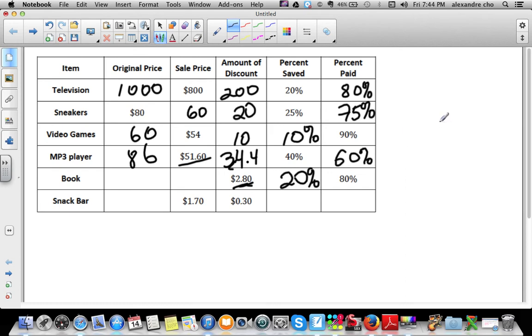So let's see if we can use this. 20 over 100. And we know what 20% is, which is 280. Why am I doing it this way?